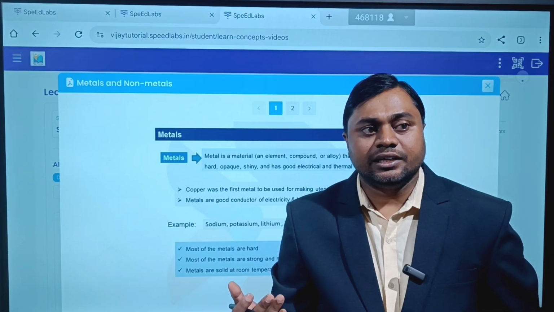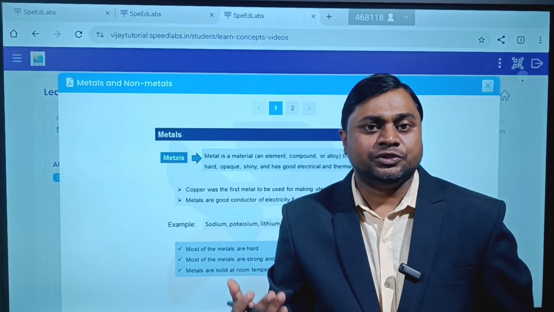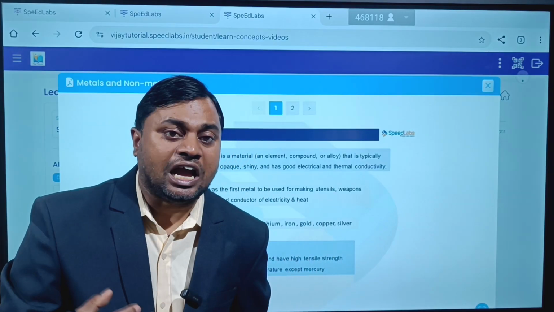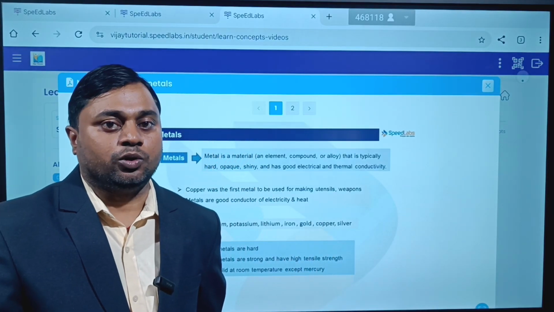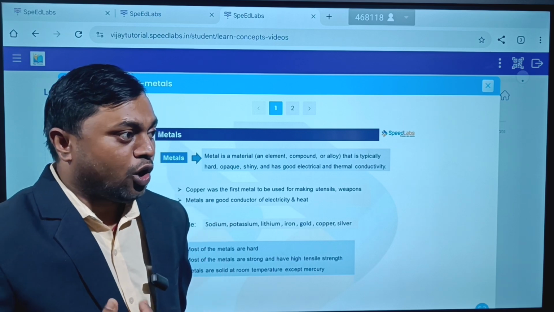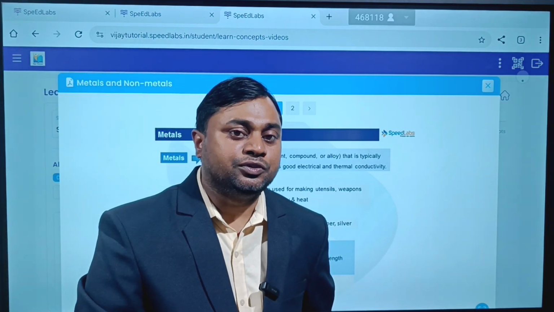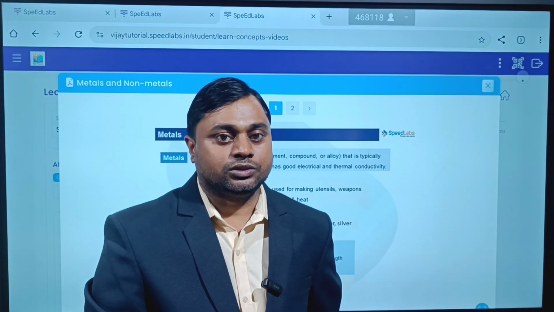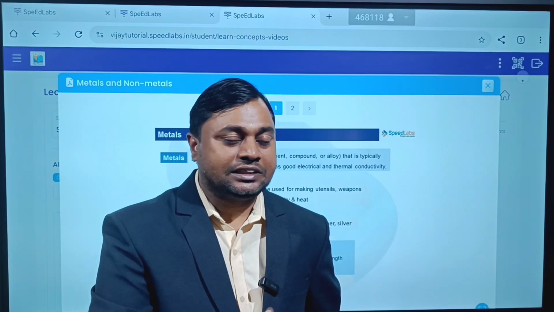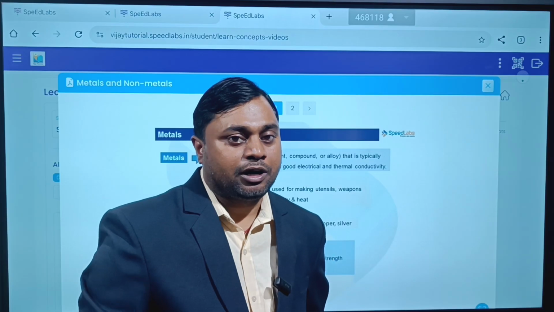metals are generally elements which are electropositive in nature. Electropositive means they have a tendency to lose electrons, like sodium, aluminum, magnesium, whereas non-metals are electronegative elements which have a tendency to gain electrons, like chlorine, oxygen, sulfur. We will discuss this in the later part of the chapter.